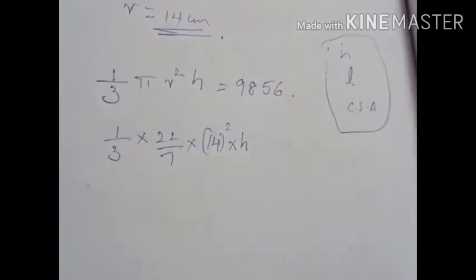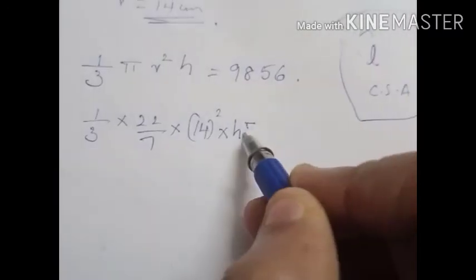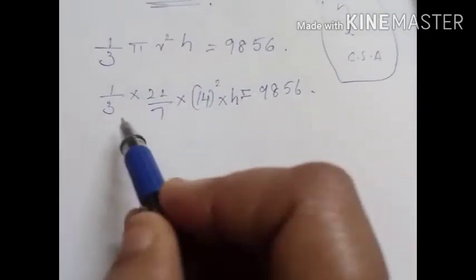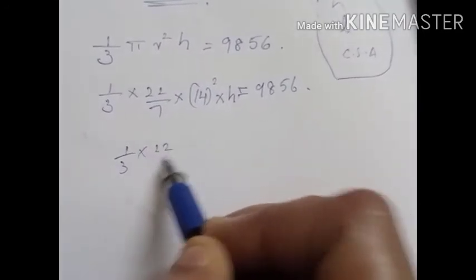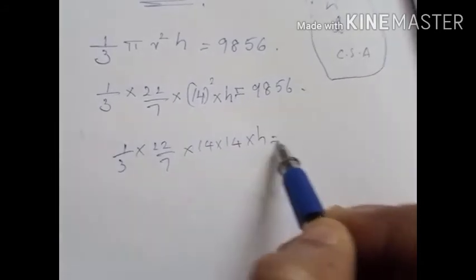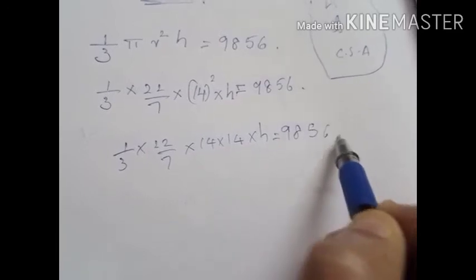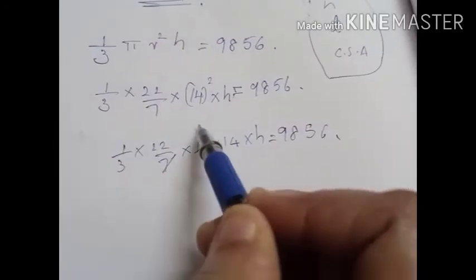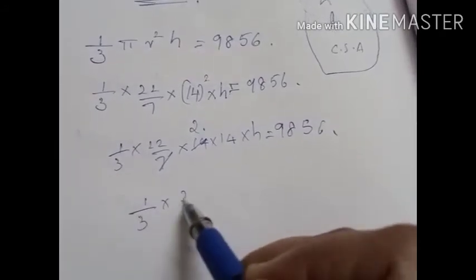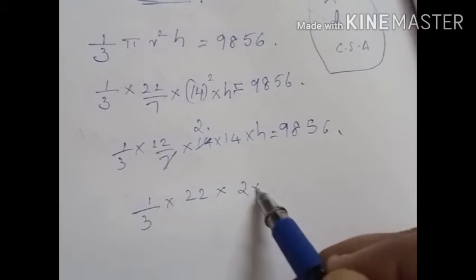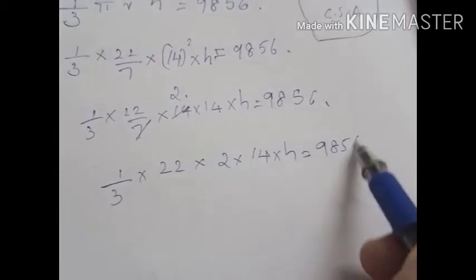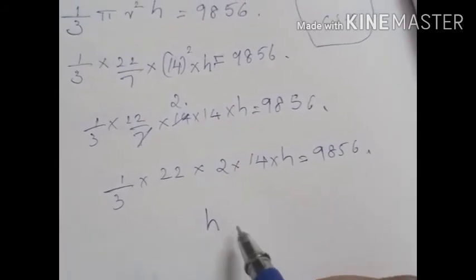These three values we have to find. So here this is equal to 9856. Then 1 by 3 into 22 by 7 into 14 into 14 into h is equal to 9856. Here we can cut these two. Then 1 by 3 into 22 into 2 into 14 into h equals 9856. Then we have to find the value of h.